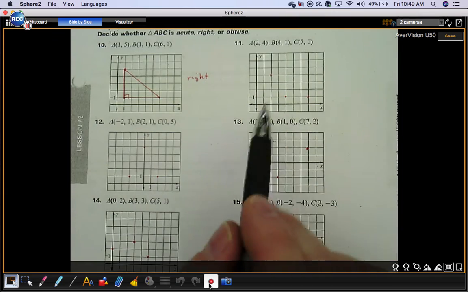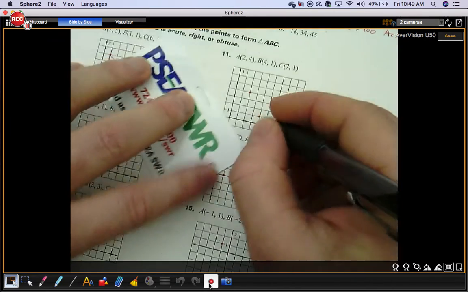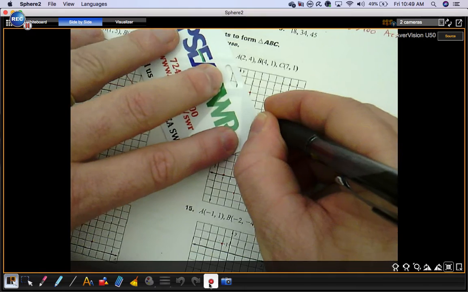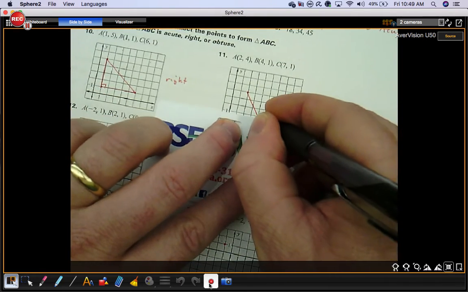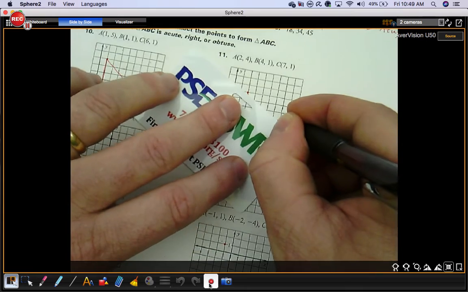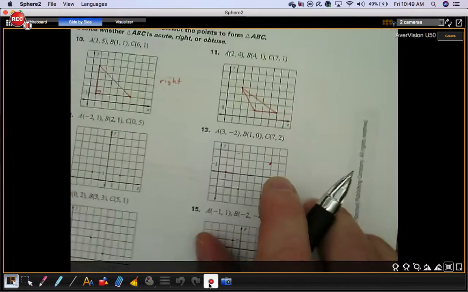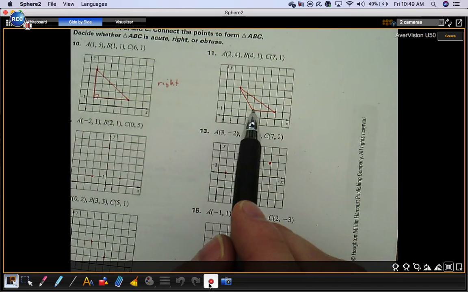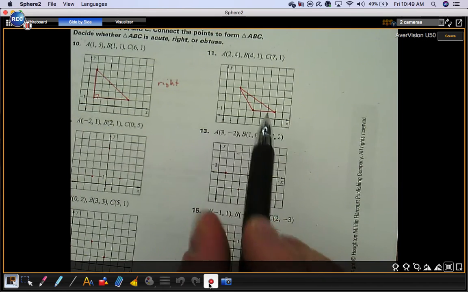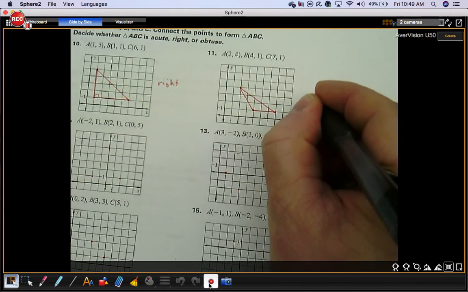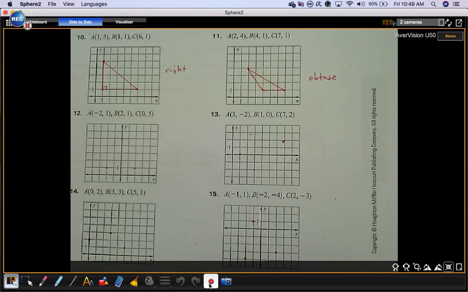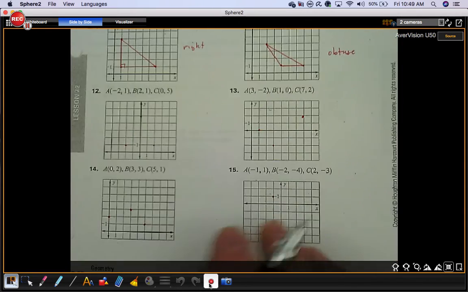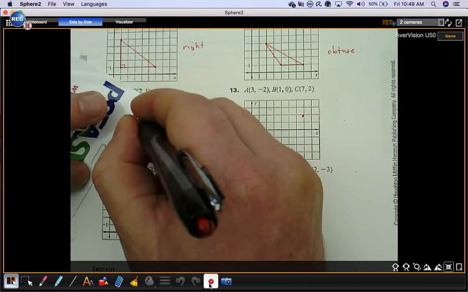Again, plot the 3 points, connect them. It's pretty easy to see that this angle right here is obtuse. These two are acute. This is an obtuse triangle. This is a very simple exercise. There's no calculations involved. Just plot points, then identify the triangles.